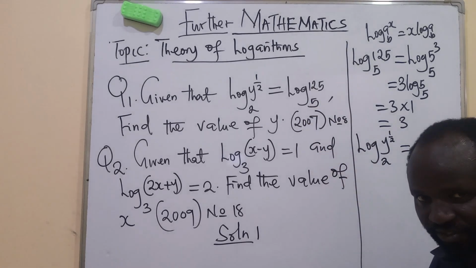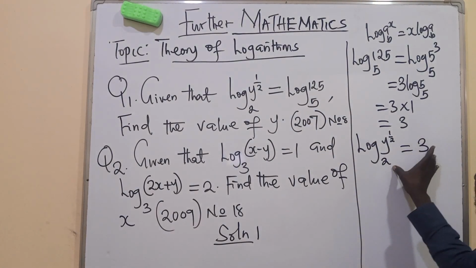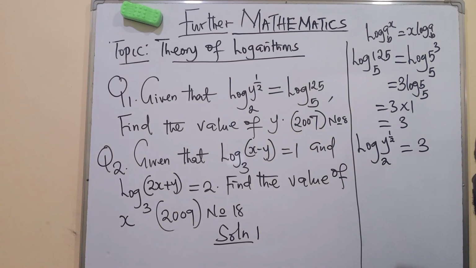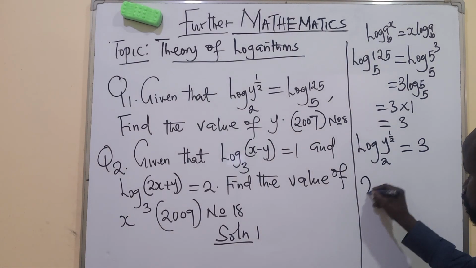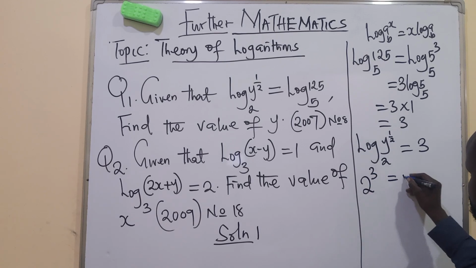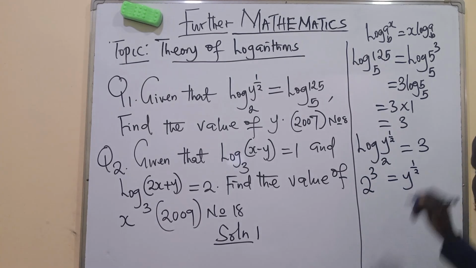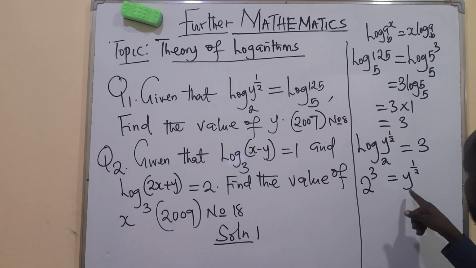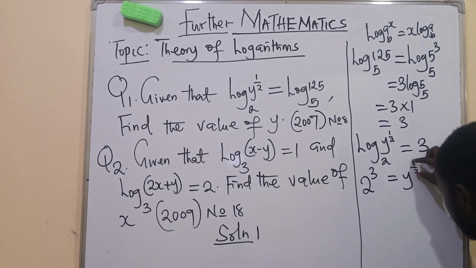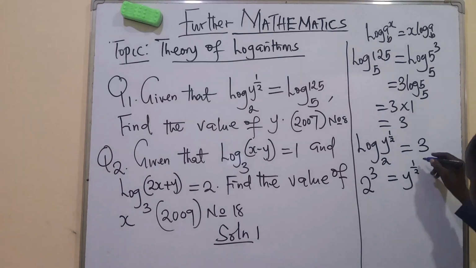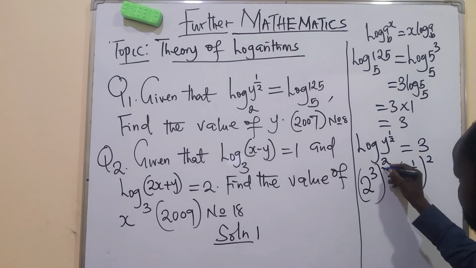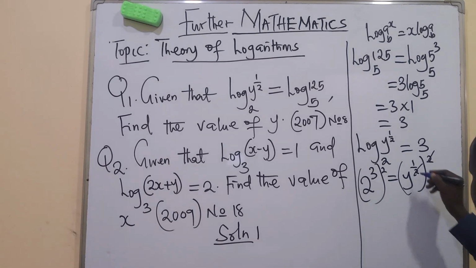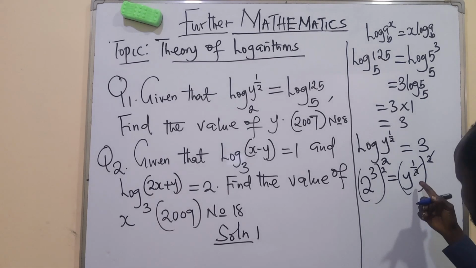Now the relationship between indices and logarithm. So we change this to index form. This is in logarithmic form. Now we raise this 2 to power what? 3. That will be 2^3 equal to y^(1/2). Our aim is to find y. To remove this half as the power, we square both sides. So we take the square of y^(1/2), then the square of 2^3. These two will cancel based on the power law of indices.